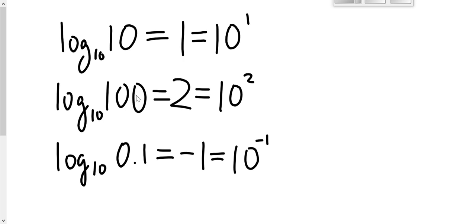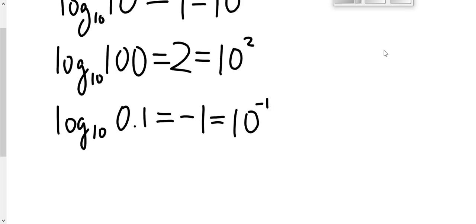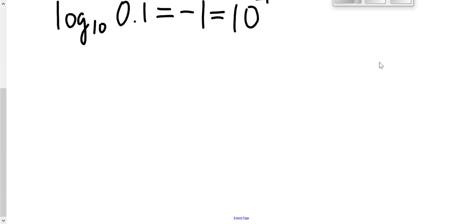So now I would like you to pause for a few seconds, have a look, and hopefully you can get a basic idea of how things work out for the normal log, which is base 10. Alright, let's do other examples to illustrate the other aspects of logarithm.